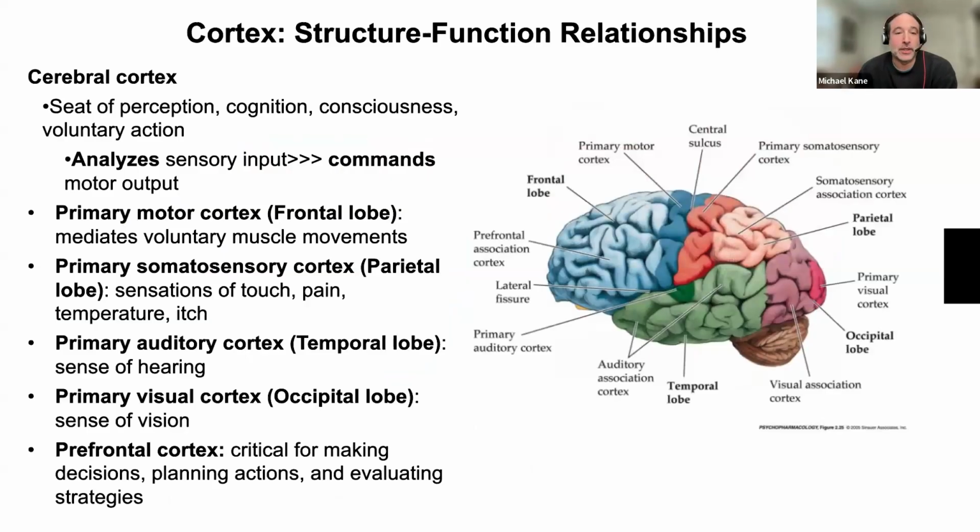So first, what we want to look at is the cerebral cortex, and what we're going to do is evaluate what are called structure-function relationships. So we're going to look at the several different regions of this cortex, and we're going to talk about some of the functions that they control.